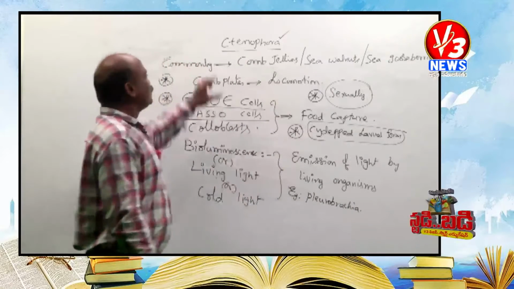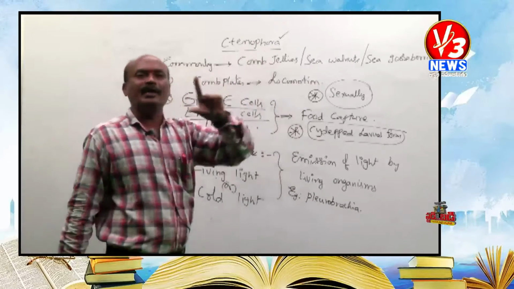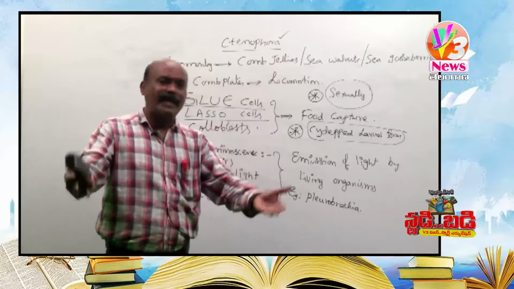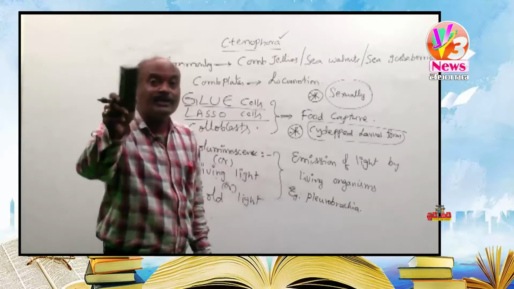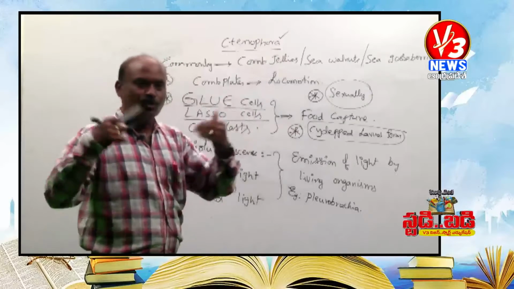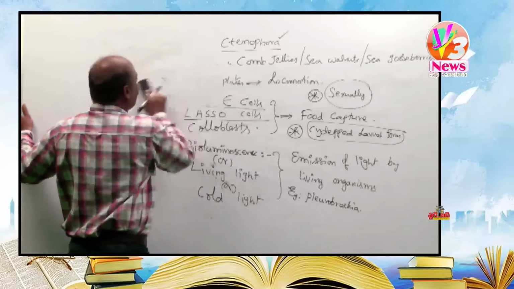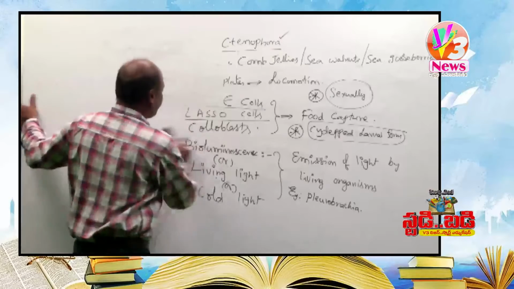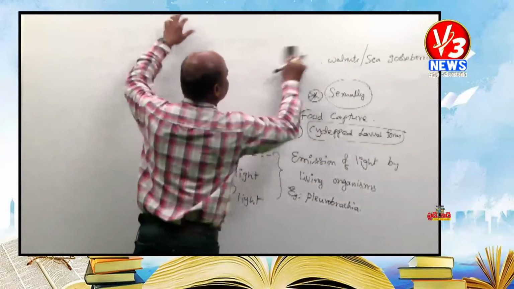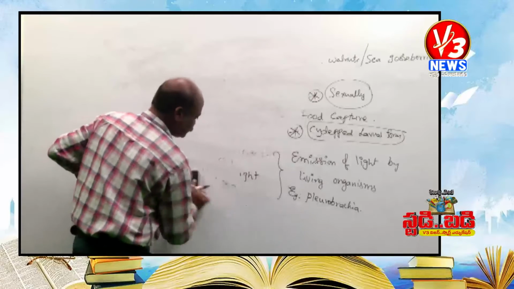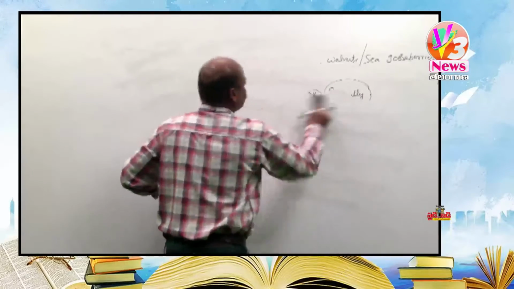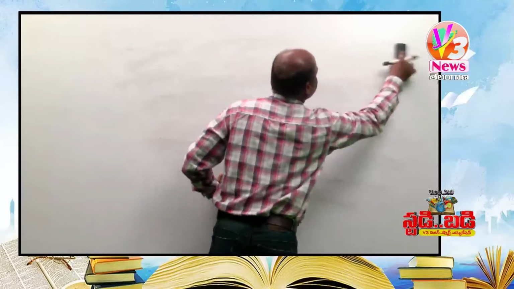Ctenophora is a minor phylum. It includes a small number of organisms, so I'll give only a few examples: Pleurobrachia, Ctenoplana, Hormiphora. So this is the information about the minor phylum Ctenophora. What are the common characters related to cnidarians? What are the dissimilar characters? And what are the special characters particularly confined to Ctenophora? That is our content. Next, let's go to another major phylum, that is Platyhelminthes.